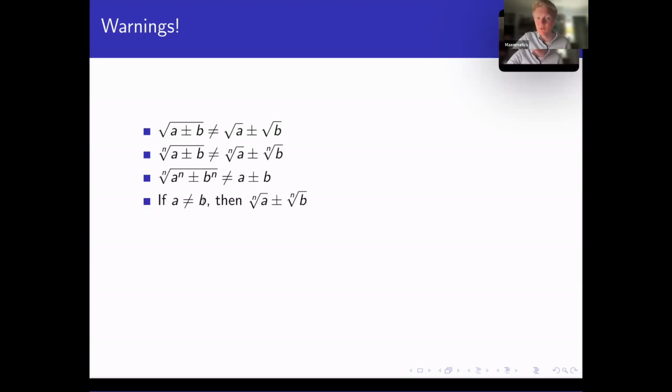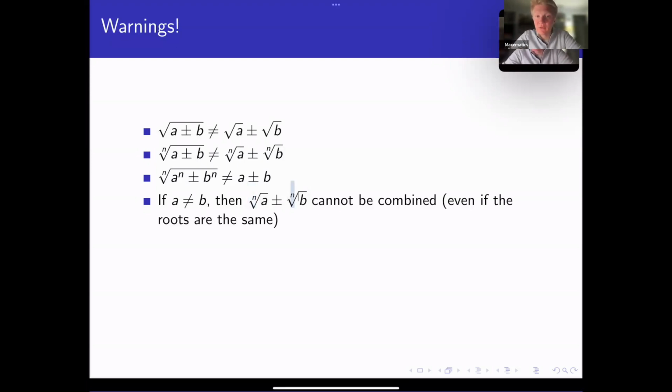If a doesn't equal b, so these insides are not equal, even if the roots are the same, if the insides aren't the same, we can't combine them. So here, the roots are the same, right? Nth root and nth root. Since the roots are not the same, we can't combine them.